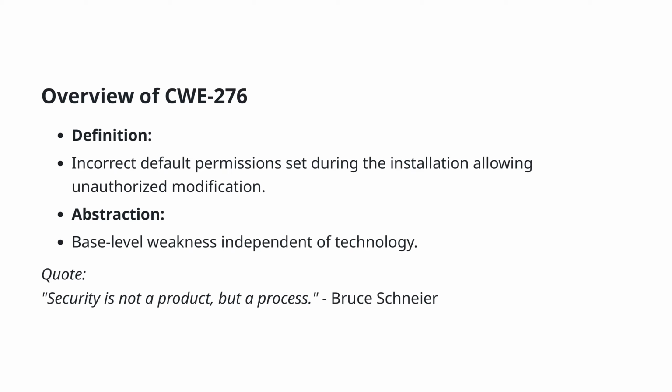In this slide, we're providing an overview of CWE-276, which is about incorrect default permissions. This particular common weakness enumeration, CWE, deals with the incorrect default permissions that are set during the installation of software. When these permissions are not properly configured, it can allow unauthorized modifications to occur, leading to a range of security issues. CWE-276 is classified as a base-level weakness that is independent of the specific technology in use. This means that regardless of whether you're dealing with a Windows, Linux, or any other system, the principle remains the same. Incorrectly set permissions can expose your system to risks.